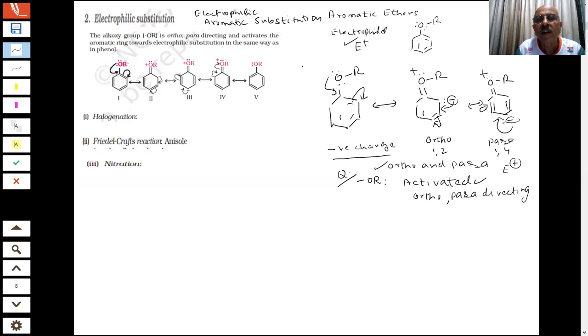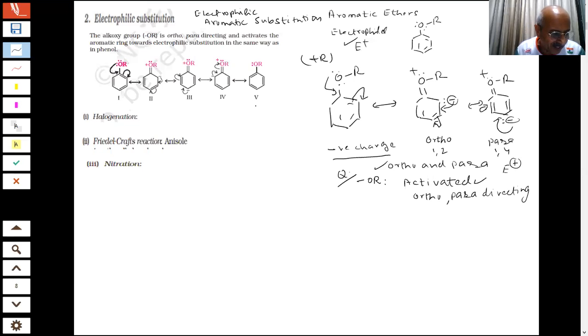The OR group is a plus R group. It is releasing electrons by resonance. Resonance means the conjugation has taken place. Conjugated double bonds and single bonds are present. The result is ortho-para directing, and the reaction rate will speed up, and even weaker electrophiles may attack.